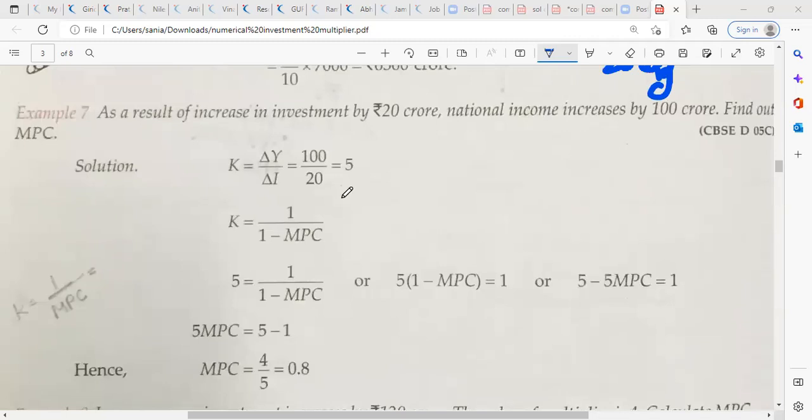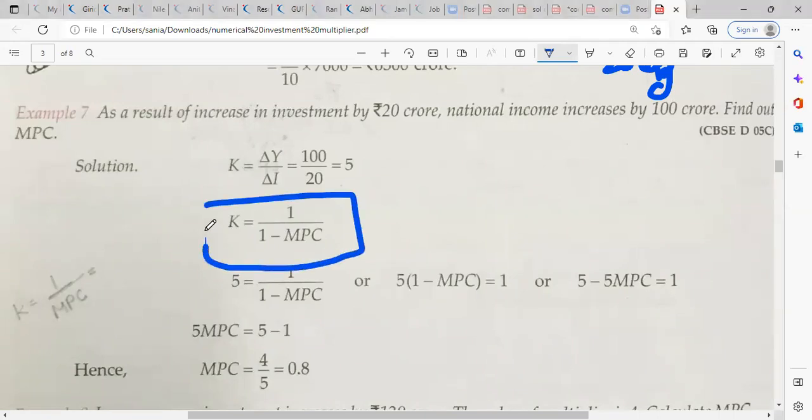Ma'am, I made a mistake. Okay, what was that mistake? Ma'am, again a transposing mistake. Okay, corrected. Others? Ma'am, could you explain that after k is equal to 1 by 1 minus MPC, how the transposing is done? Because I always make the mistake. Okay, okay, wait.